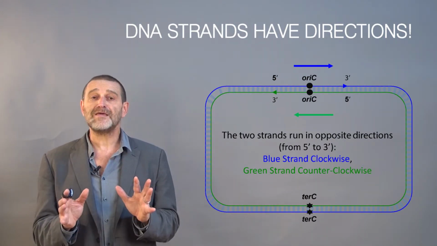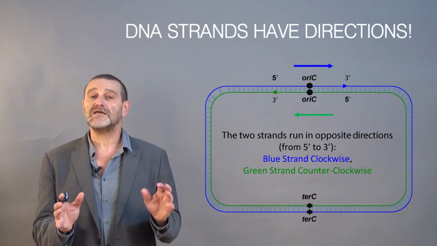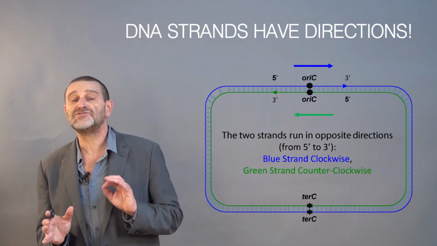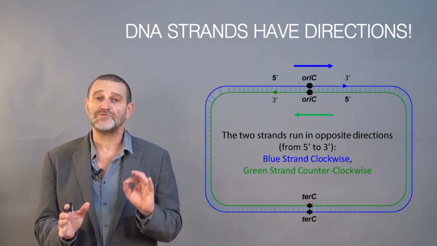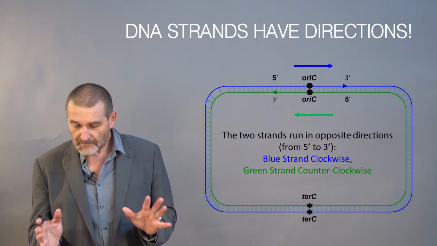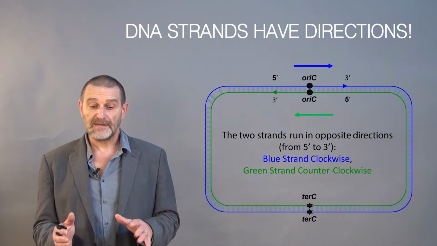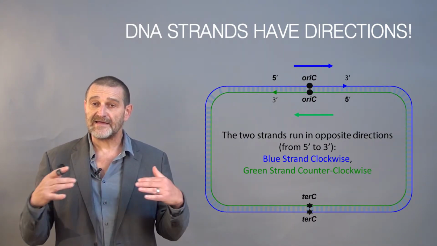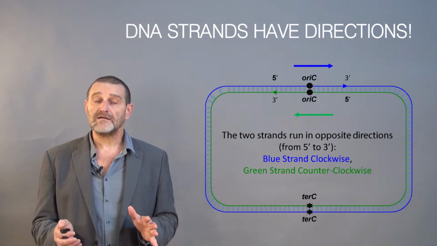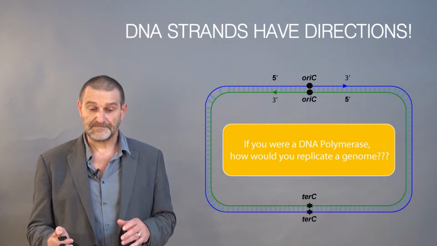If you believe me that DNA replication is an asymmetric process, then you can simply skip this part and go to the point when we derive from this biological knowledge how to design efficient algorithms. So the first thing to remind ourselves is that DNA strands have directions. And the two strands of DNA run in opposite direction. Here on this slide, the blue strand runs clockwise, and the green strand runs counterclockwise.